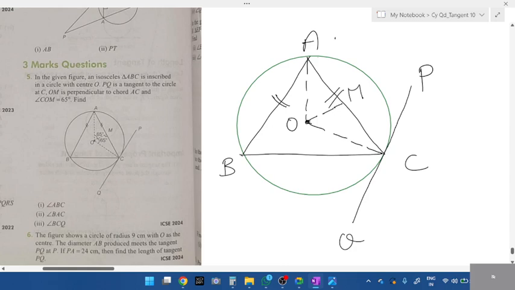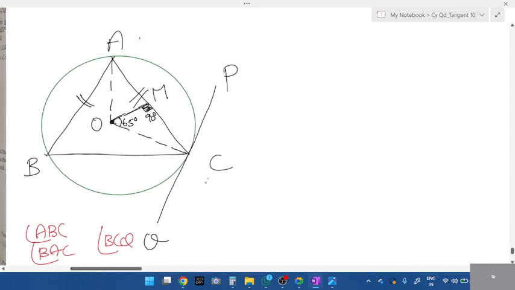What do you mean by perpendicular, students? If OM is perpendicular, what is the angle formed? 90. Perpendicular to AC. And COM is 65. COM 65 degrees. Find 3 values are given. Find ABC, BAC, BCQ. Find ABC.